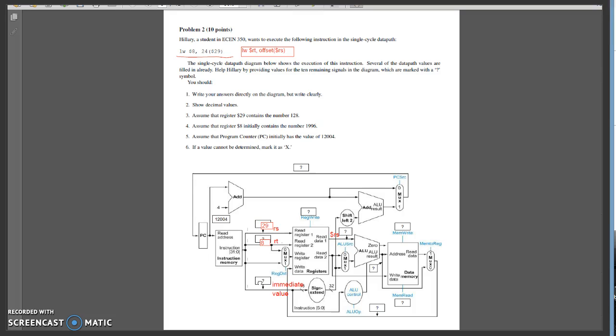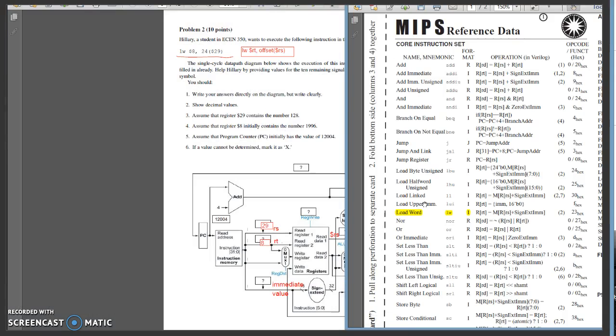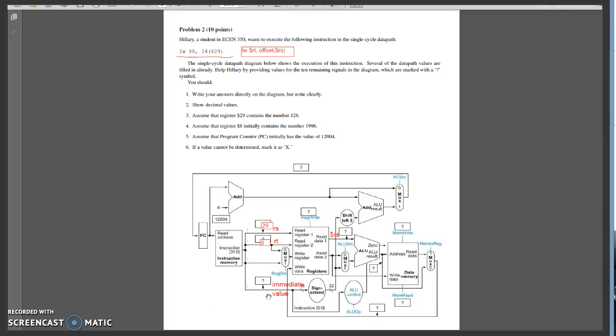Below is our immediate value. The number in our instruction that isn't a register value is our immediate value. In this case, we do this because load word and store word are technically I-type instructions. We can determine this through our MIPS green sheet right here, load word, I-type. So, again, just from inspection, we know our value here is just 24.